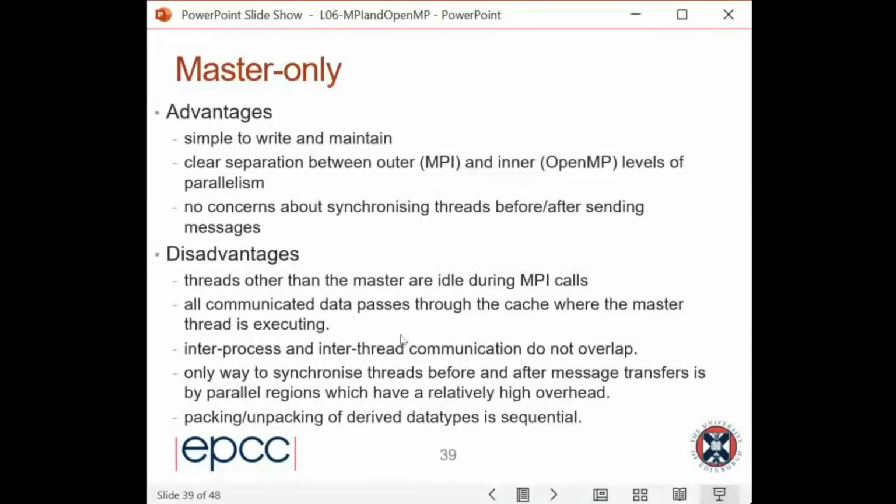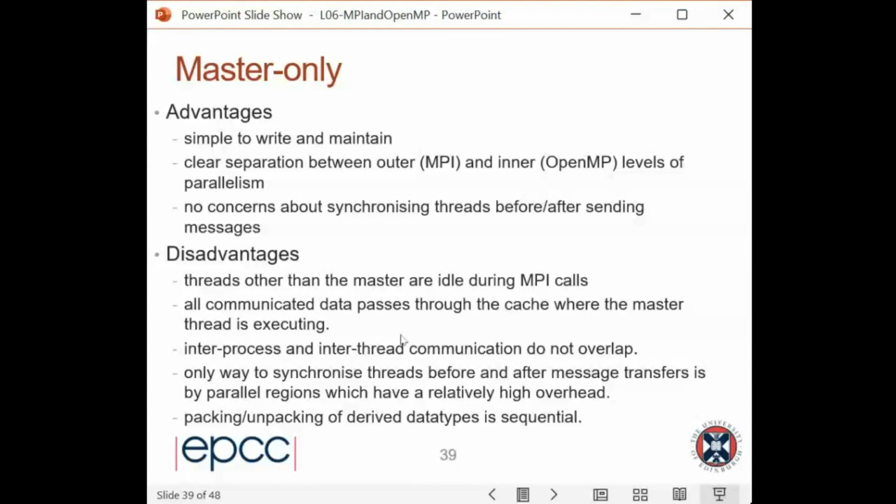Well, master only is simple to write and maintain. There's a very clear separation between the outer and the inner levels of parallelism. And there aren't any concerns about synchronizing threads. Basically, because of the way that you write the OpenMP, all the MPI calls take place in serial regions. So as I said, all the OpenMP is doing is accelerating the computational parts. So that's very nice. Simple to write and maintain.